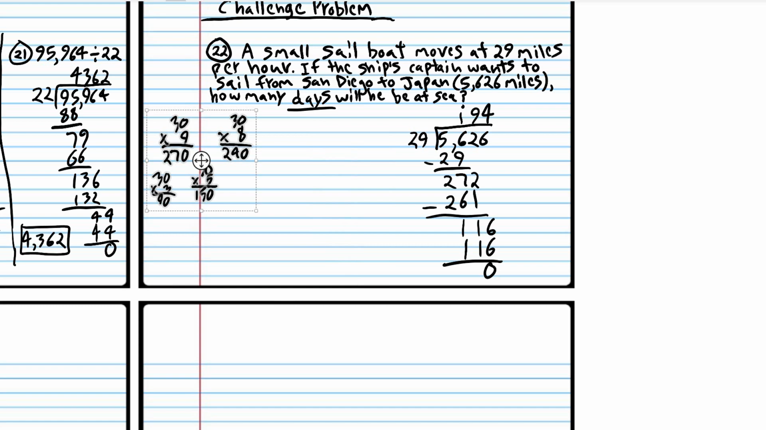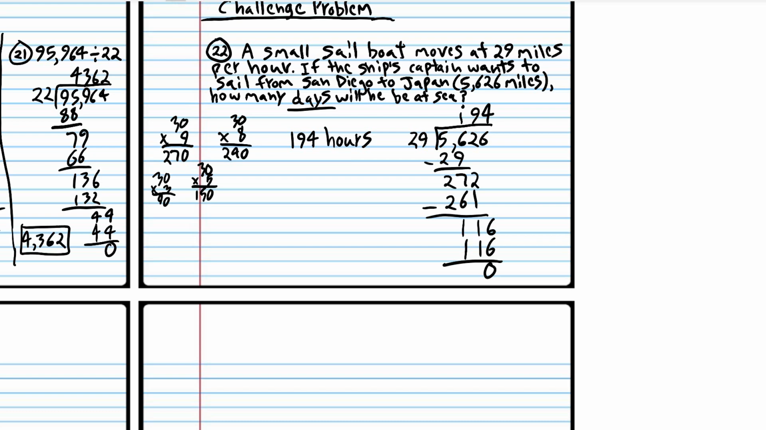All right, so 191 hours, or 194 hours. That's how long it takes them to sail from San Diego to Japan. That's a long way, so it takes quite a while. All right, so you're thinking that's the answer, but it's not the answer. Remember, this is a challenge problem. They're not asking for the number of hours. They don't want the number of hours that it takes to sail from San Diego to Japan. That was just part 1 of the problem.